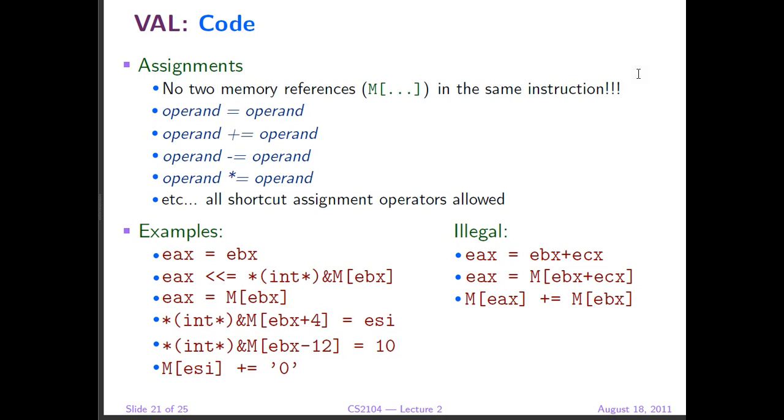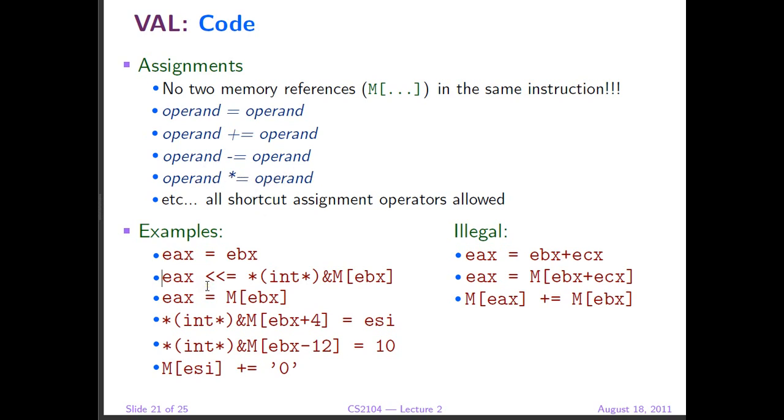All right, for code, we allow only very simple assignments of 2 operands, or the shortcut assignment between 2 operands. So these are all the ones that we allow: operand is assigned operand, operand plus equal operand, operand minus equal operand, operand star equal operand, and all the other ones: shift equal, percent equal, division equal, and equal, or equal, that are performed only between 2 operands are allowed.